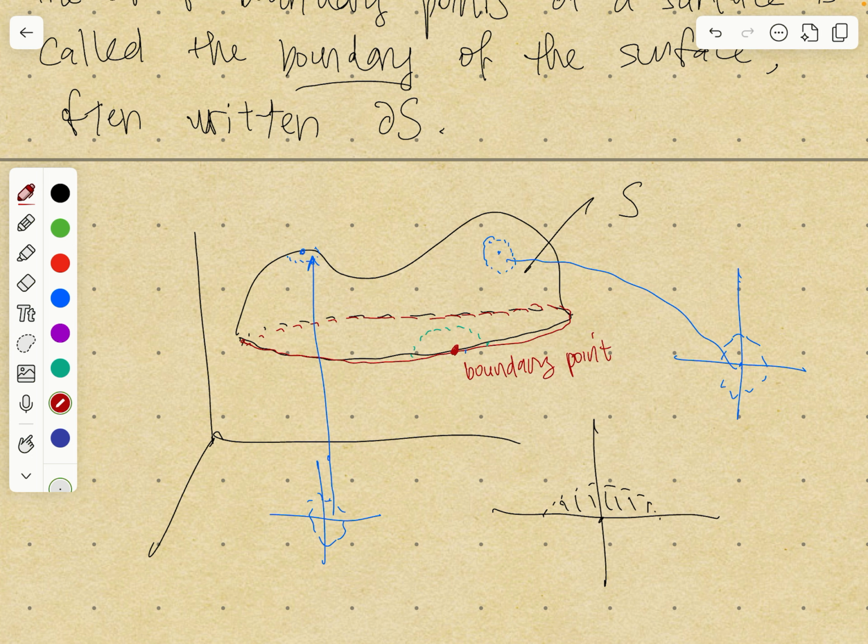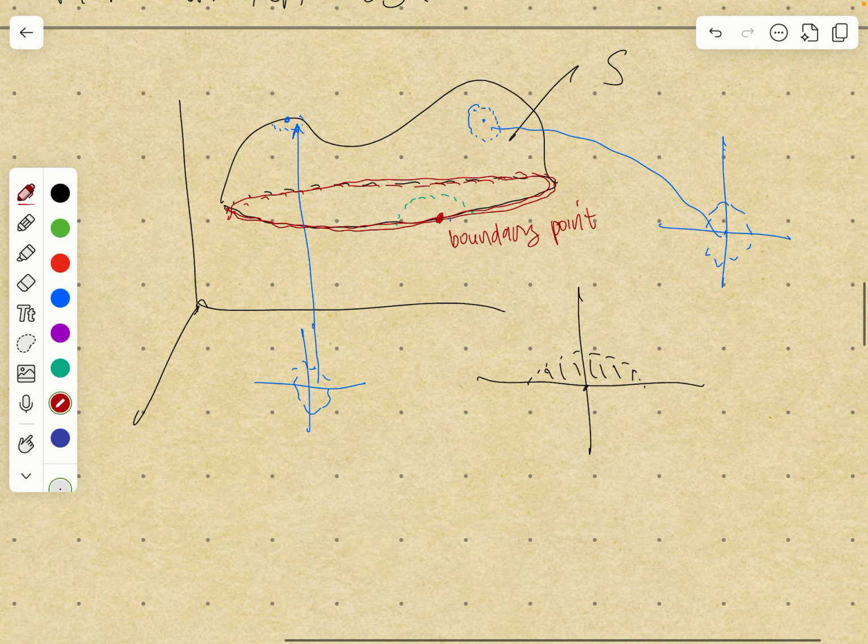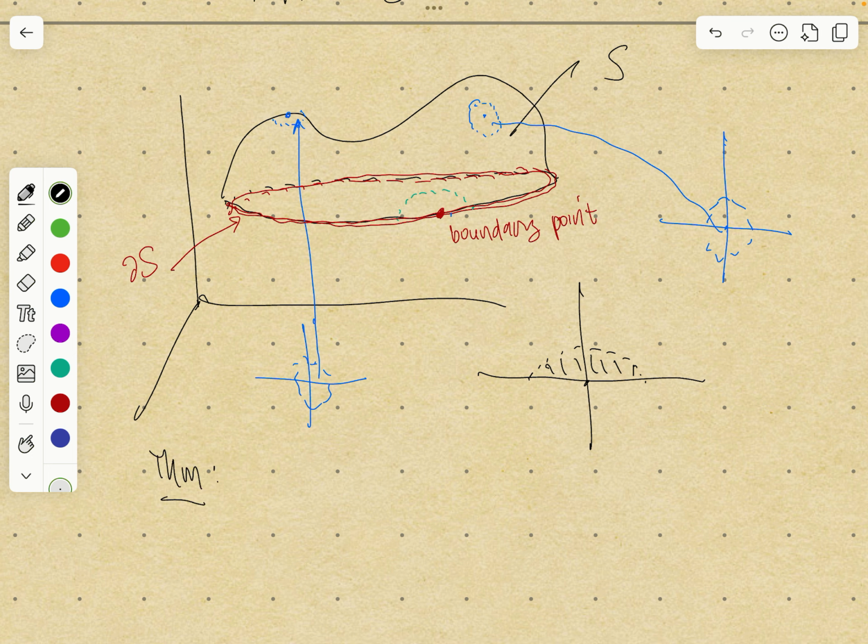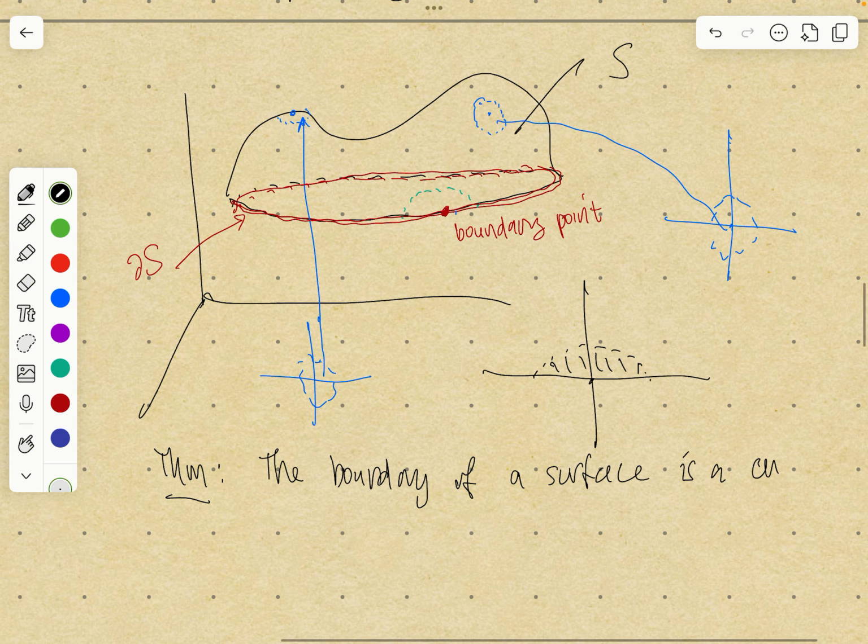And when you look at all the boundary points, you're going to get this part. So that's the boundary of S. And it's a theorem, and I'm stating it loosely, that when you have a surface, the boundary of a surface is a curve. That's a theorem. It's in some sense like one-dimensional. Okay?